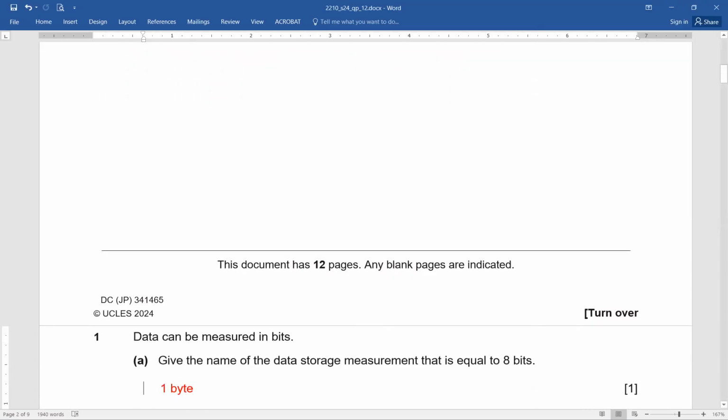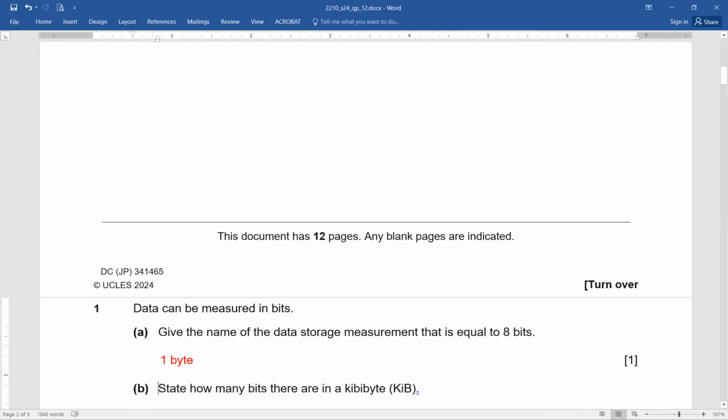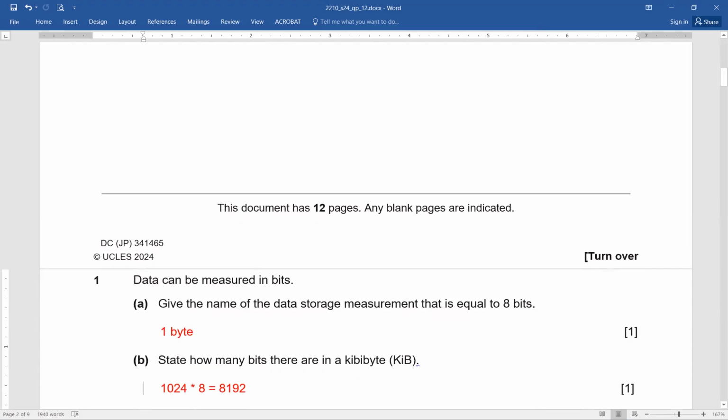Data can be measured in bits. Give the name of the data storage measurement that is equal to 8 bits. It's 1 byte, or you can simply say byte. If you say 1 byte, that will be excellent. But even if a student has written byte, that will also be considered as a right answer. But I suggest that you write down 1 byte.